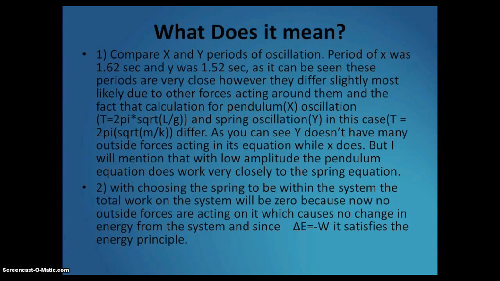But choosing the spring to be the system, the total work on the system will be 0 now, because no outside forces are acting on it, which causes no change in the energy from the system, and since change in energy is equal to negative work, it satisfies the energy principle.